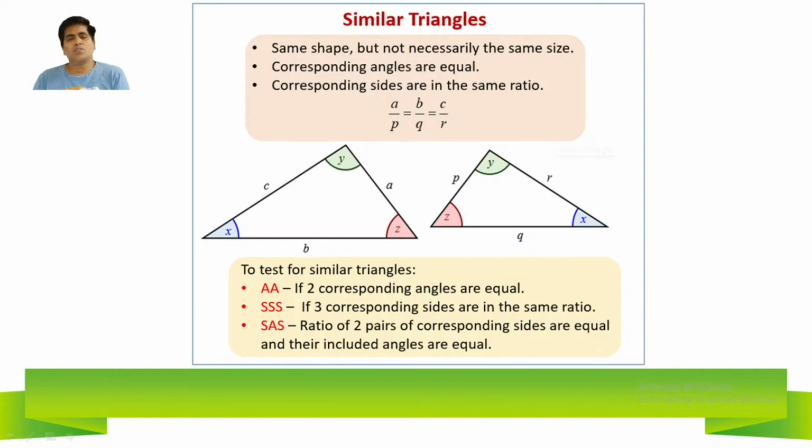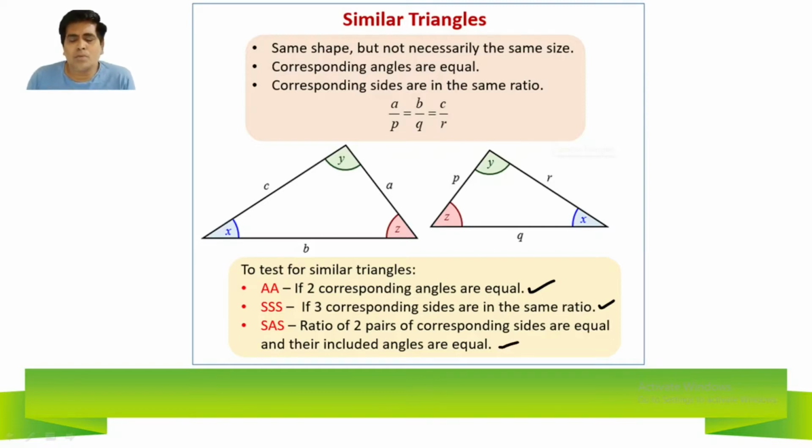Now, while we are solving similar triangles, we should know the similarity criteria. We have three types of criteria here. AA criteria: if two corresponding angles are equal, then it follows the AA criteria. SSS criteria we also studied: if three corresponding sides are in the same ratio, then again it is similar triangles. SAS criteria: the ratio of two pairs of corresponding sides are equal and their included angle is equal. So this is the SAS case.